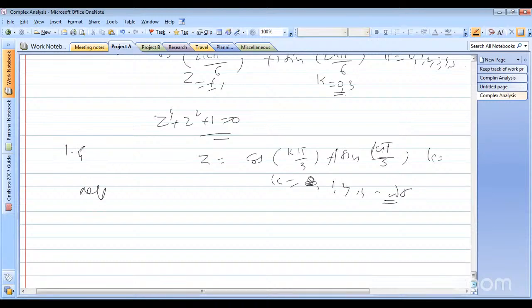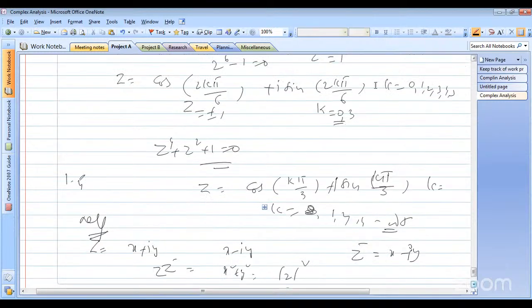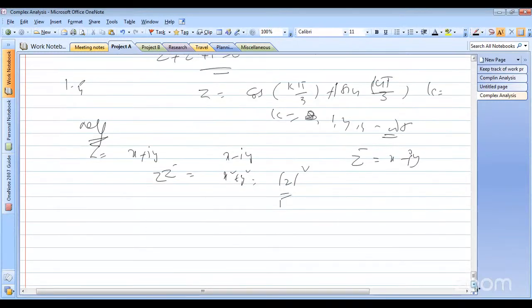Therefore, one other definition we are taking here. Under the definition, z is equal to x plus iy, and the conjugate of z, we write as x minus iy. The modulus of z bar is modulus of x minus iy. We know that z into z bar is x square plus y square, so that is equal to modulus of z square.